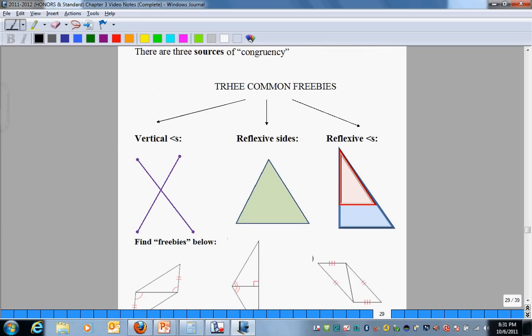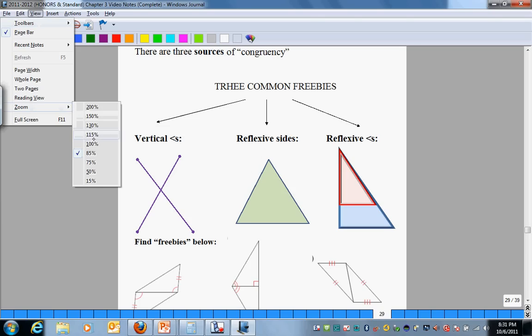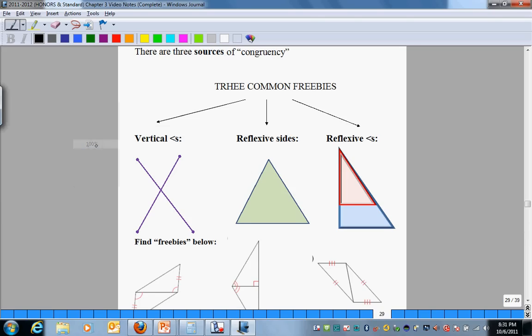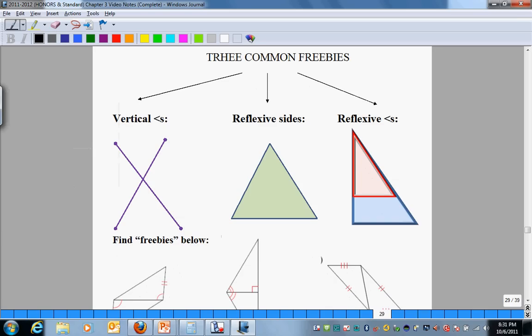When we're dealing with congruent triangles, we need to watch out for sources of congruency. There are 3 primary sources of congruency. In class, we call them freebies. Why? Because they are always true, even if it's not listed in any kind of given information. If you see it, you can use them.